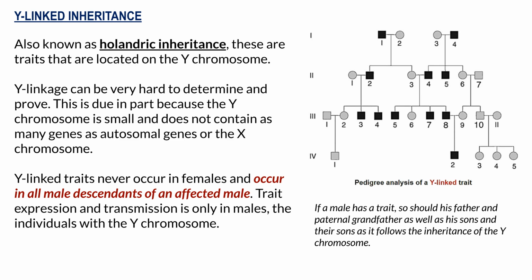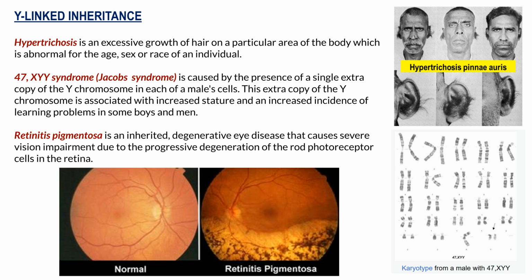Y-linked inheritance, or holandric inheritance, involves traits carried on the Y chromosome. Since females do not have a Y chromosome, these traits appear only in males. An important pattern is that an affected father passes the trait to all of his sons, but to none of his daughters. Y-linked traits are rare, because the Y chromosome contains relatively few genes. Here are examples of traits linked to the Y chromosome.